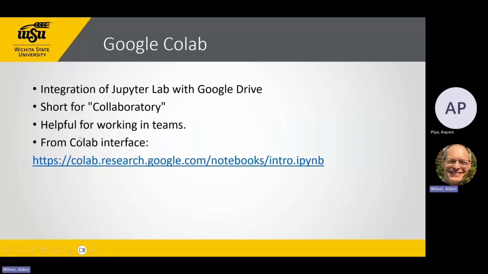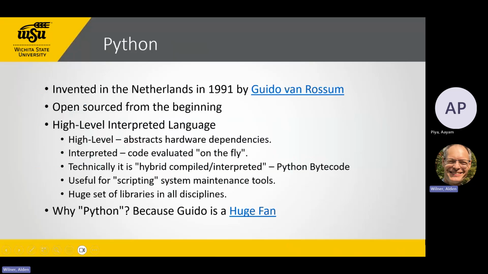You can also use Google Colab if you're in a project team. Google Colab stands for Collaboratory. It's integration of Jupyter Notebook with Google Drive. It's helpful for working in teams. And there's a URL to find Google Colab and download that if you want to do that for your team. You don't have to, but you might find it useful.